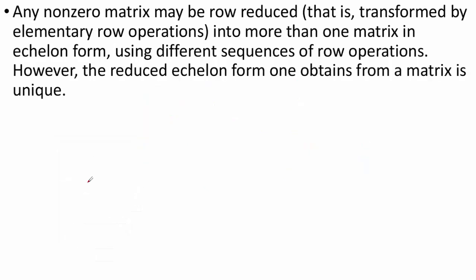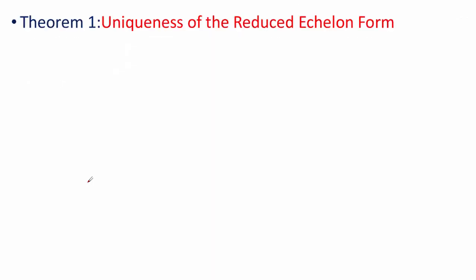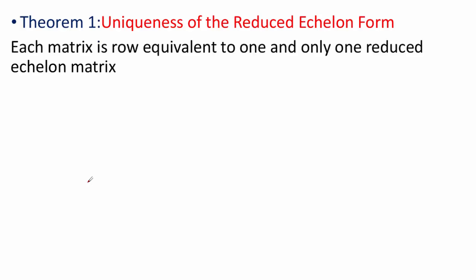Any non-zero matrix may be row reduced, that is transformed by elementary row operations, into more than one matrix in echelon form using different sequences of row operations. However, the reduced echelon form obtained from the matrix is unique. Theorem: uniqueness of the reduced echelon form. Each matrix is row equivalent to one and only one reduced echelon matrix. This is the uniqueness theorem.